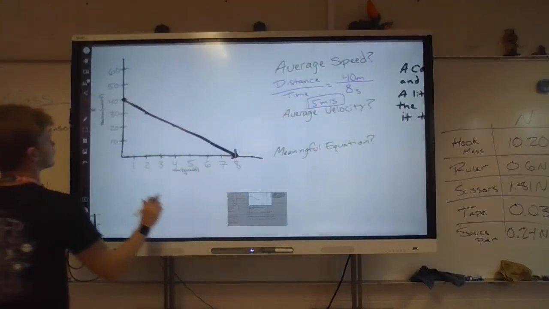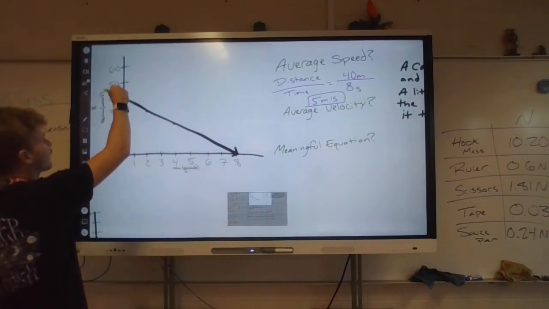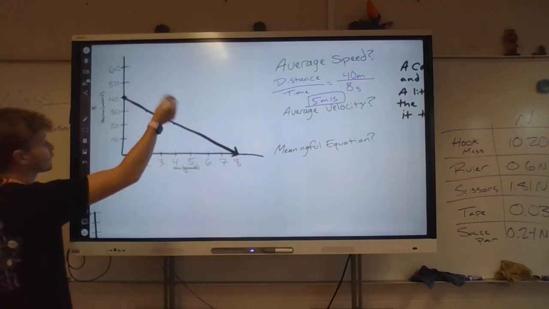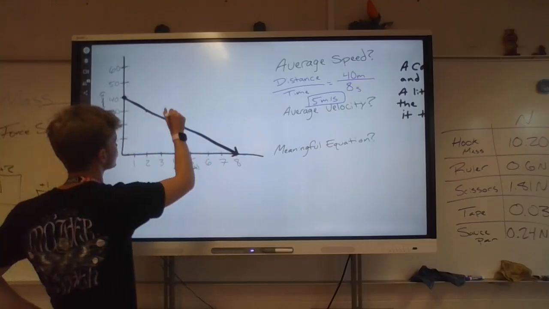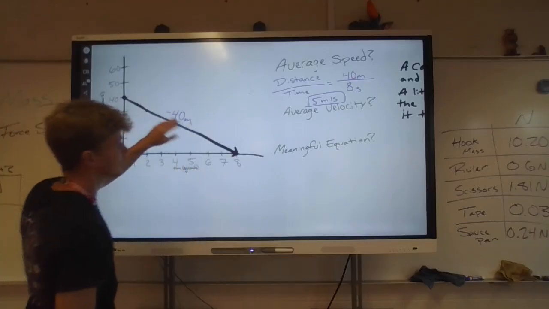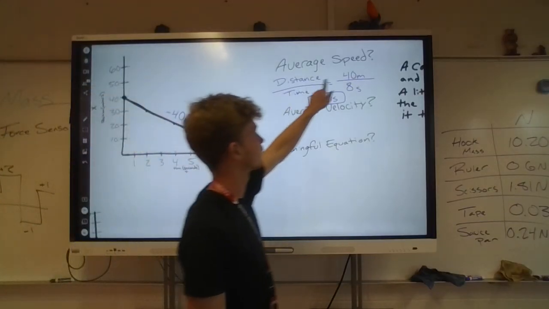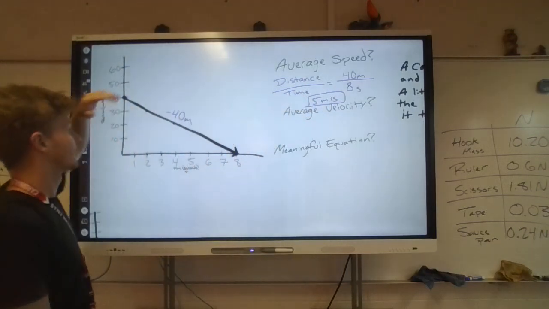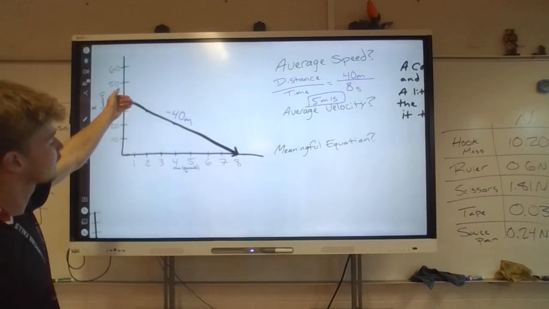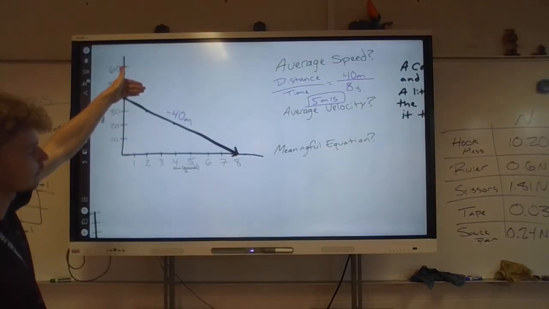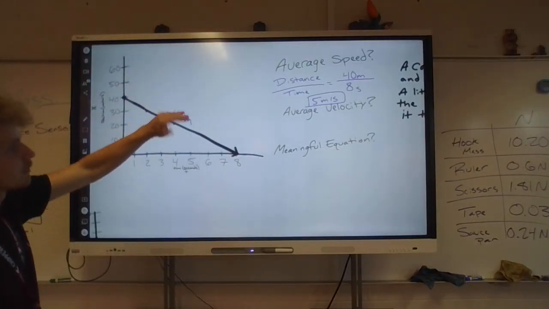So to find distance, you need to add up how much you went down in your line and how much you went up. Luckily, this graph was very easy. We just went down 40 meters. And so our distance traveled was 40 meters. We don't care about that negative sign. We just want the raw number. So distance traveled, we're going to take the distance we travel down and up our graph. So distance divided by time.